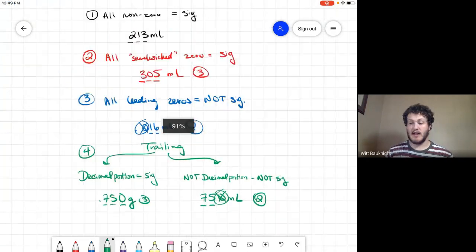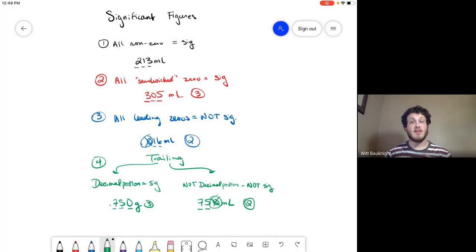It's important to understand these 4 rules because they come into play when we have to do calculations and keep to the same accuracy of our calculations. And we'll talk about that some other day.